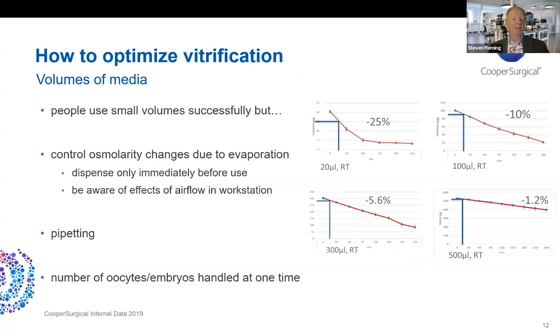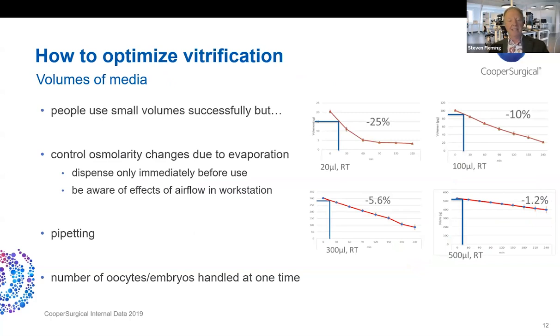All right, so in this respect, the volumes of the cooling and warming media used are actually really important. So larger volumes may reduce the effect of errors. And you need to remember that if you're dealing with small volumes of media, the risk of increasing the osmolality due to evaporation is greater. And one of the big risks of vitrification is osmotic shock.